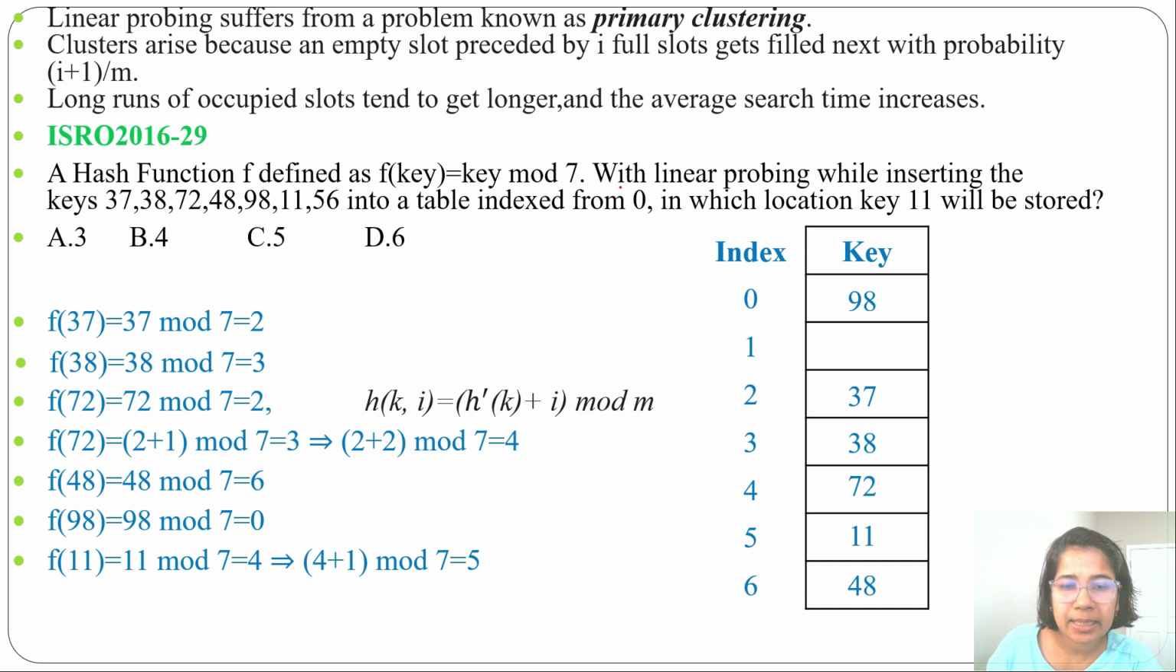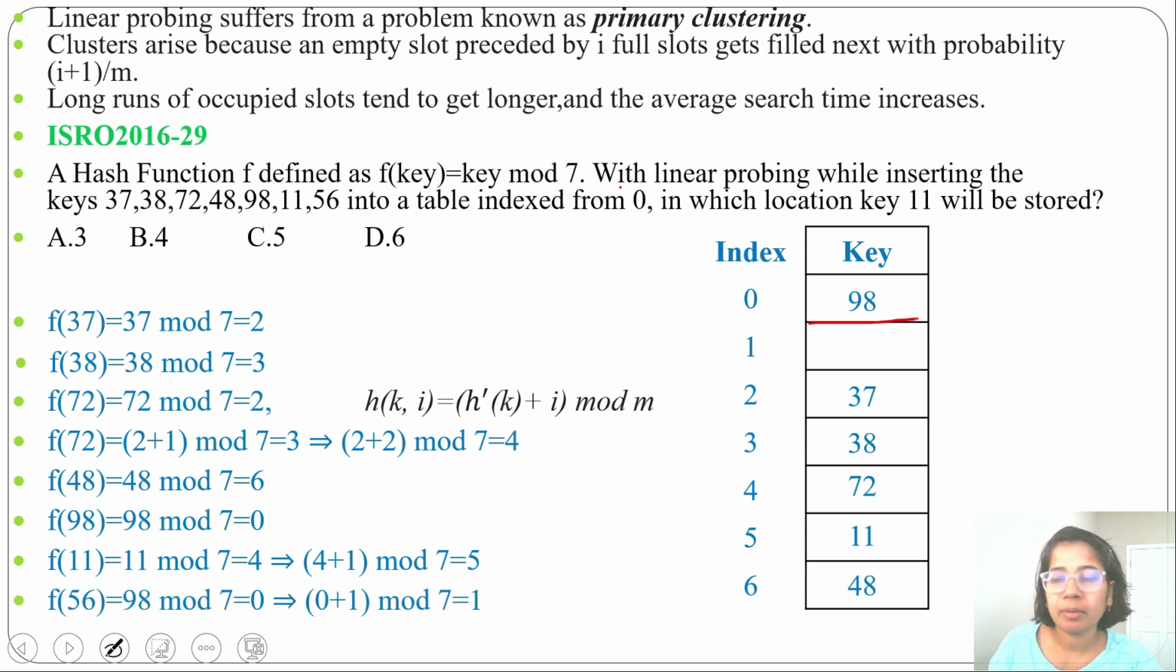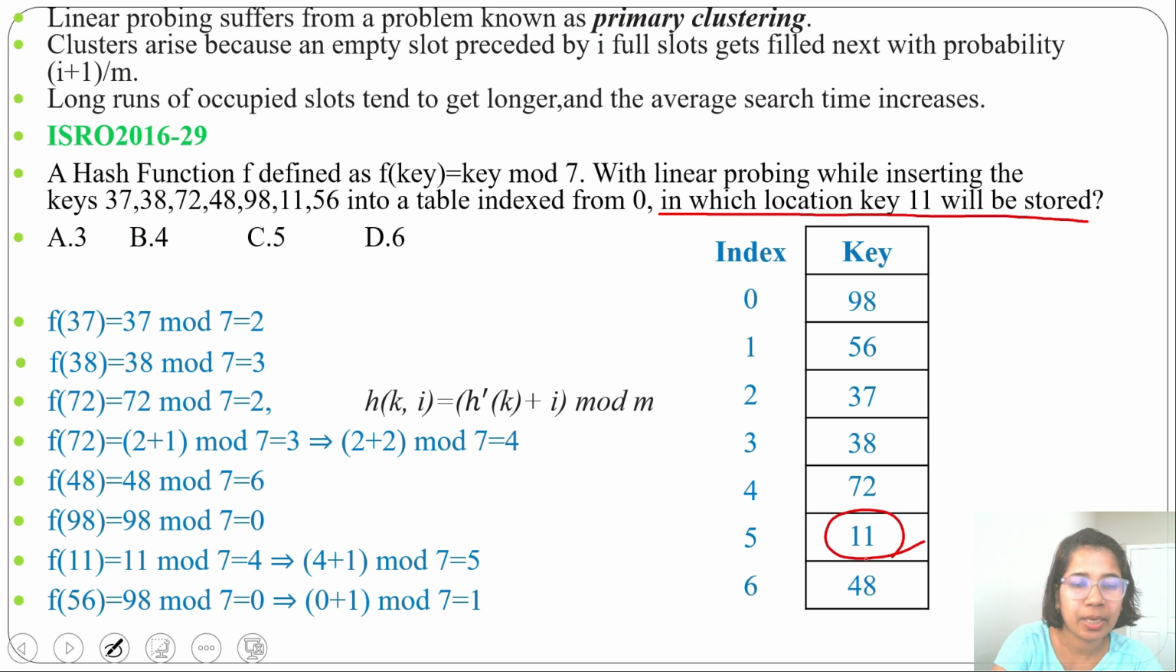Next key is 56. 56 mod 7 is 0. The 0th slot is already filled. So we'll find 0 plus 1 mod 7, which is 1. So this first slot is empty. We can insert 56 in the first slot. And the question is asking in which location key 11 will be stored. Key 11 is stored in slot 5. So the answer will be option C, 5.